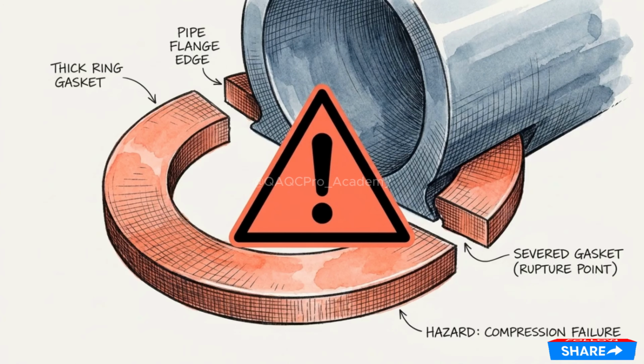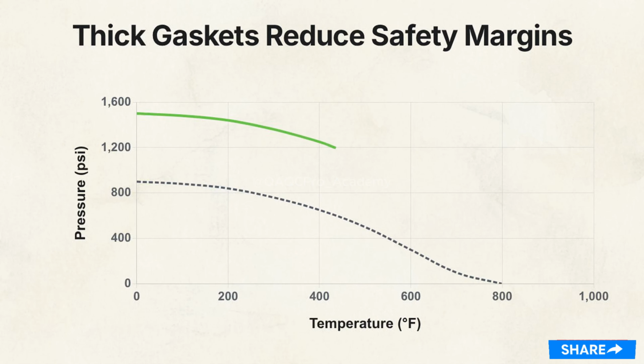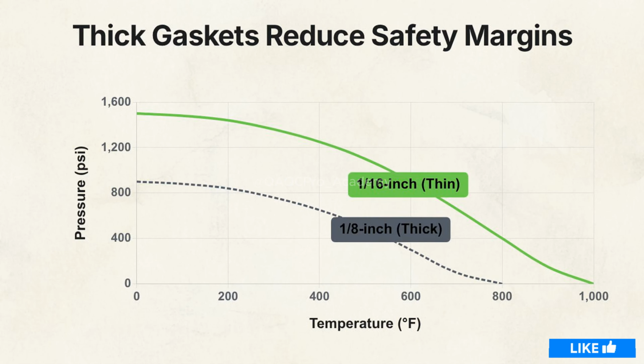But in reality, this is a dangerous misconception. This is a pressure times temperature, or P times T, line graph. It shows 2 intersecting curves for the same material at different thicknesses. Notice how the thicker gasket has a dramatically lower safe operating zone compared to the thinner one.